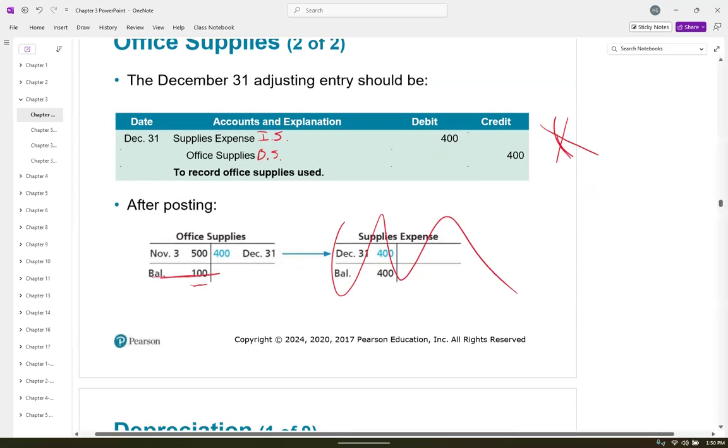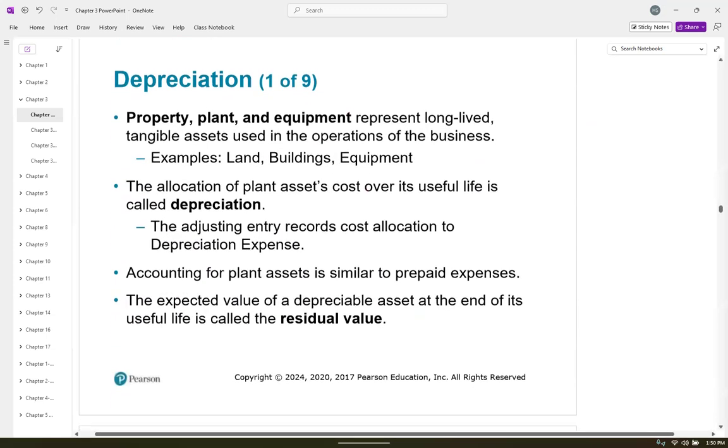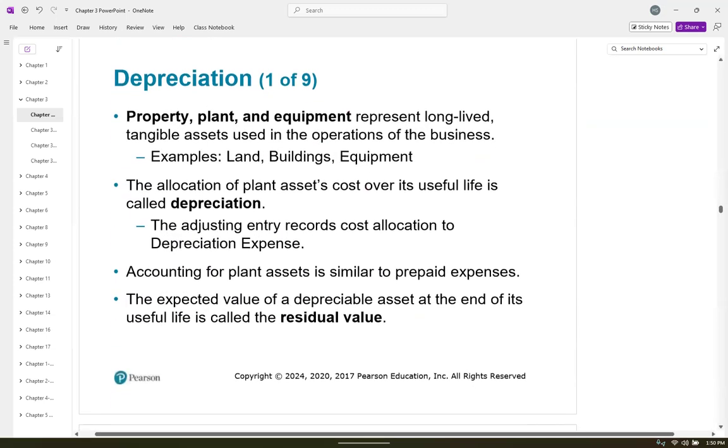All right. One more in this category is depreciation. These are all of that property, plant, and equipment that we talked about, like land, buildings, equipment. Now, I'm going to throw land out there. Land doesn't get depreciated. I've mentioned that before.